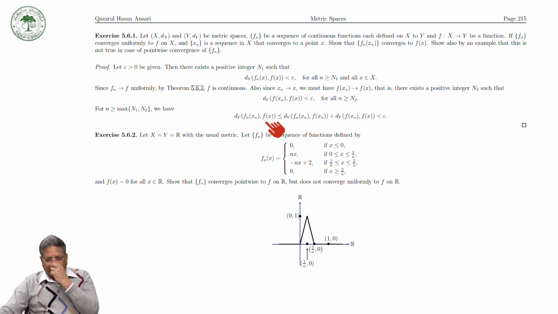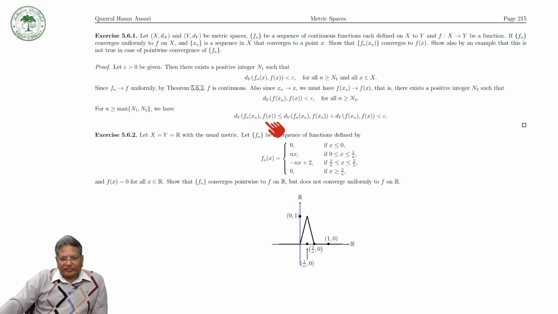Now, keep in mind, Fn was a sequence of continuous functions. So, let us take x and y as real numbers with the usual metric, and Fn be a sequence defined in this way, Fn(x) equal to this, and f(x) equal to 0. Then show that Fn converges pointwise to f but not uniformly to f.